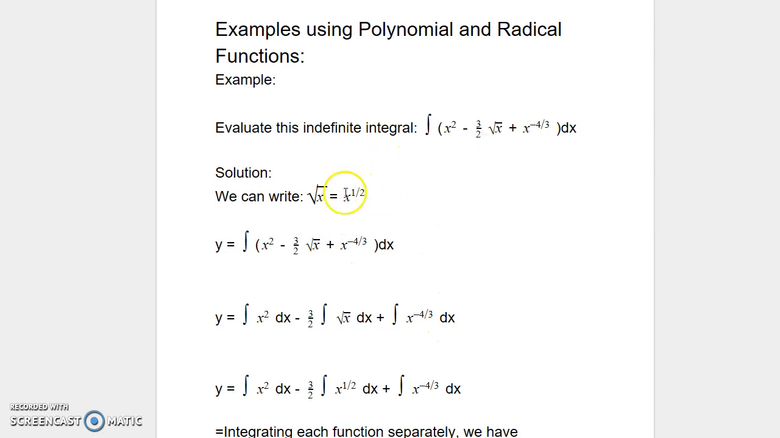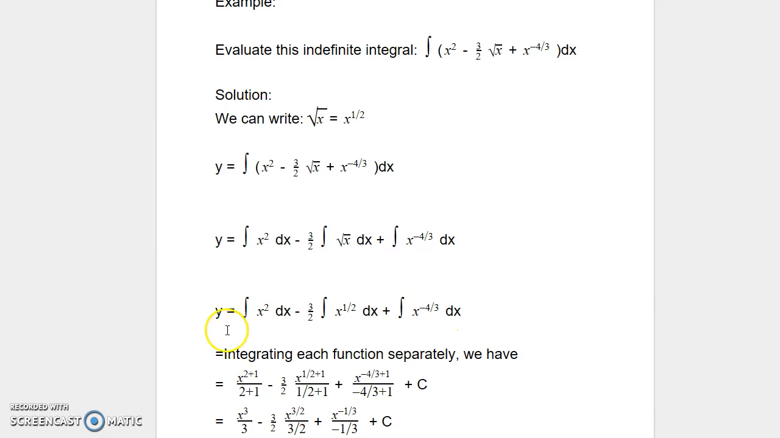Now, we want to convert the radical terms into exponential terms before we start to use the power rule. So square root of x can be written as x to the power of 1 half, as you can see in this step here. So y is equal to integral x squared dx minus 3 over 2. Since 3 over 2 is a constant term, we have taken that outside of the integration sign. Integral x to the power of 1 half dx. So instead of square root of x, we have now written it as x to the power of 1 half.